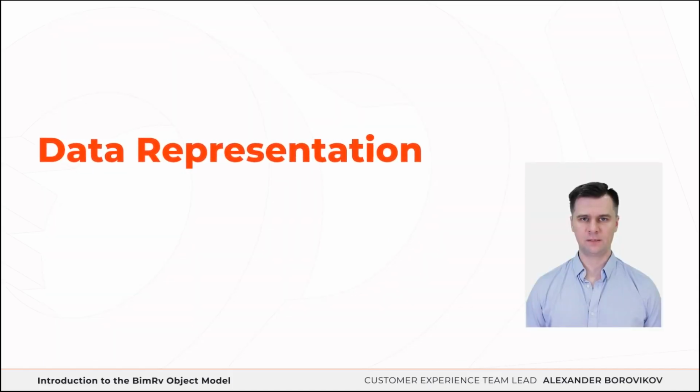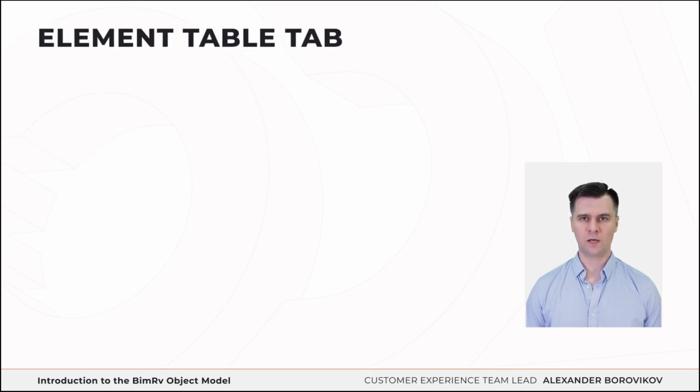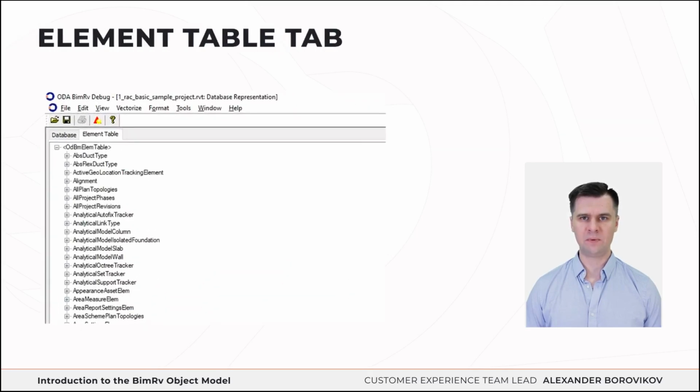But as you understand, such a plain data structure with just data streams is not convenient. So in BimRv, we provide several additional ways of data representation. The first one you can find in Autodesk BimRv on the Element Table tab. This representation is implemented in the same manner as Revit Lookup. Elements are grouped according to type. That makes the review of the database easier.